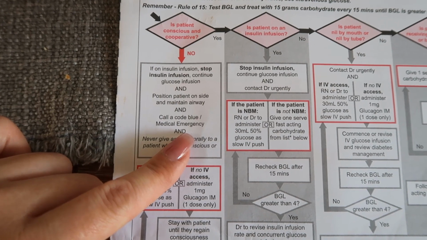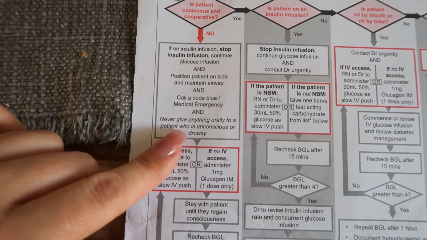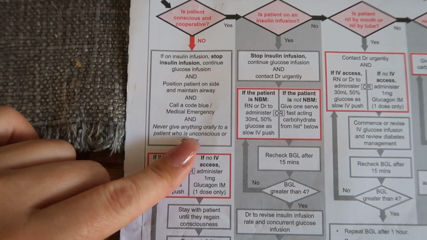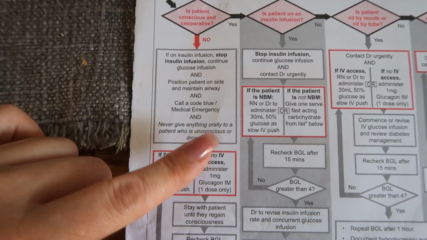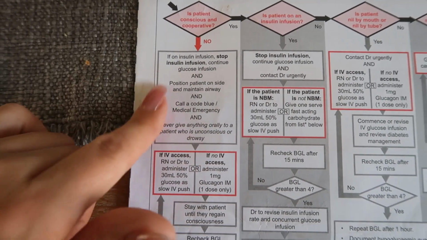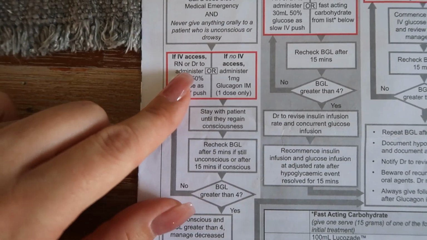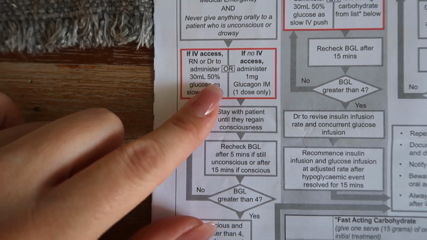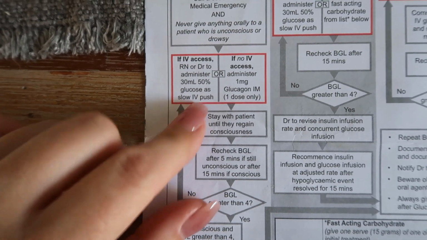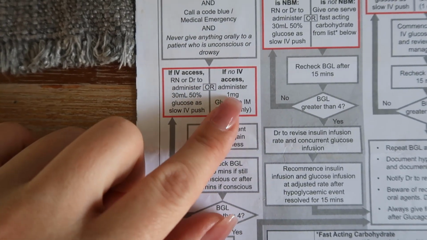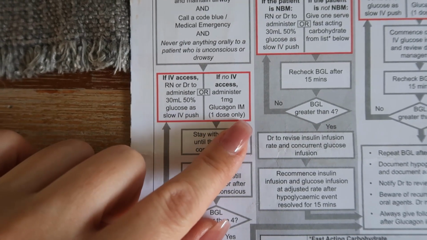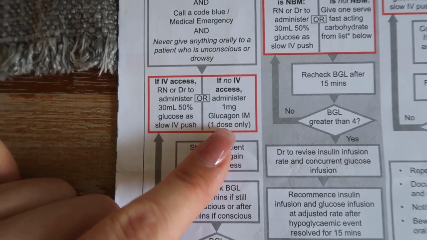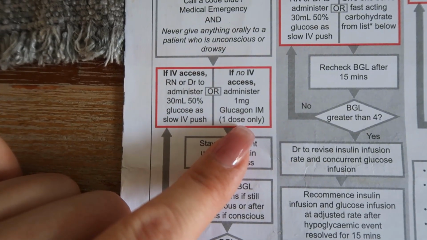Call a code blue or a medical emergency, which is your med call, and never give anything orally to a patient who is unconscious or drowsy, which is true because this can cause aspiration and you do not want to add more problems to an already existing problem. If the patient has IV access, then the RN or doctor administers 30 ml of 50% glucose as a slow IV push. If there is no IV access, then give 1 milligram of glucagon intramuscularly. What glucagon does is make the liver release the storage of sugars into the bloodstream.